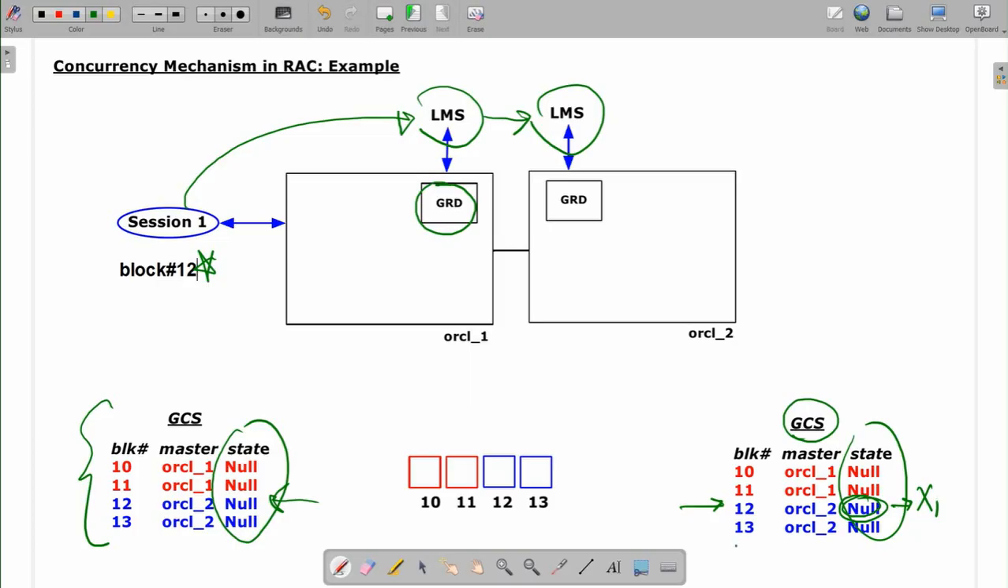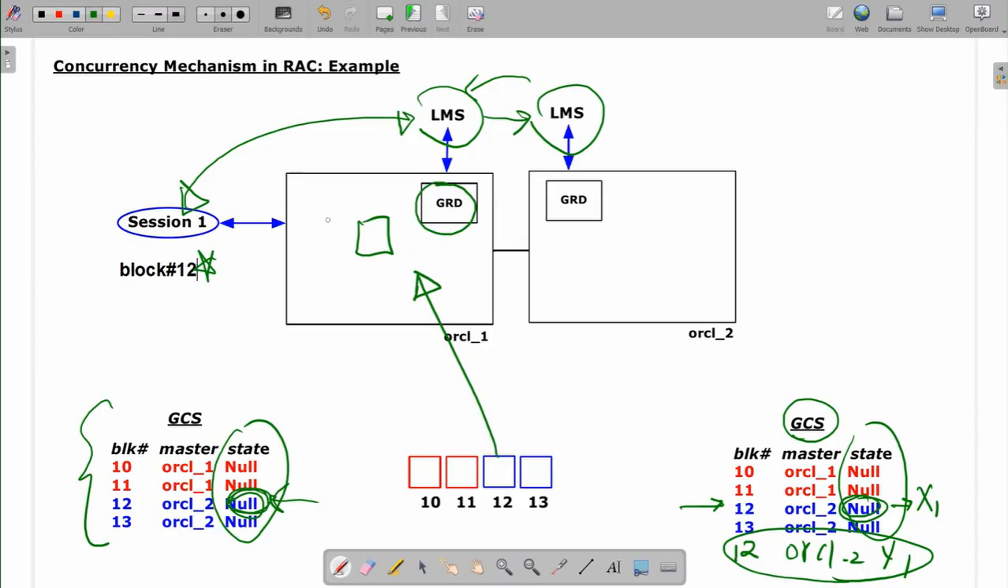And this updated information is copied, so 12 and ORCL2 and also exclusive lock. And this metadata, shadow metadata, is sent back to the requesting LMS process. So it will save this information and update this information, and then eventually notify session 1. So session 1 received this message, so now I'm able to cache this database block into the local instance, the requesting instance. As you can see, we exchange messages to keep a consistent image.